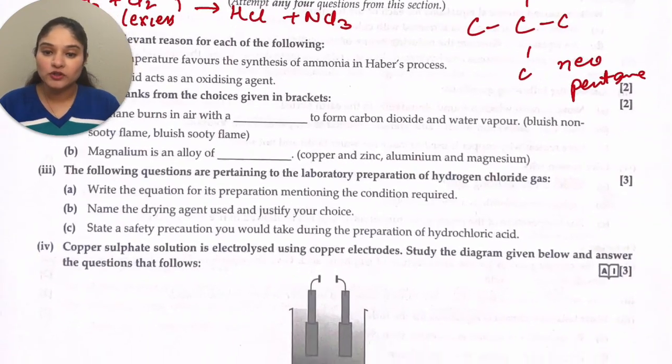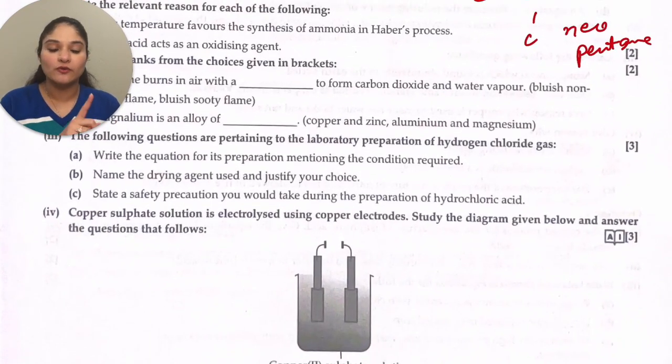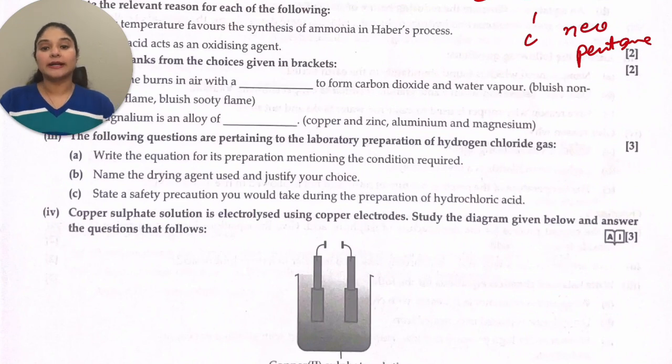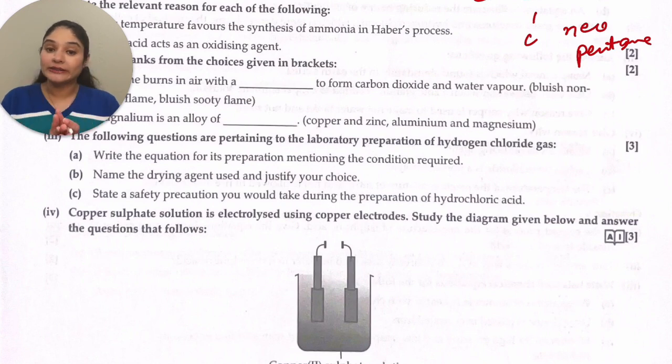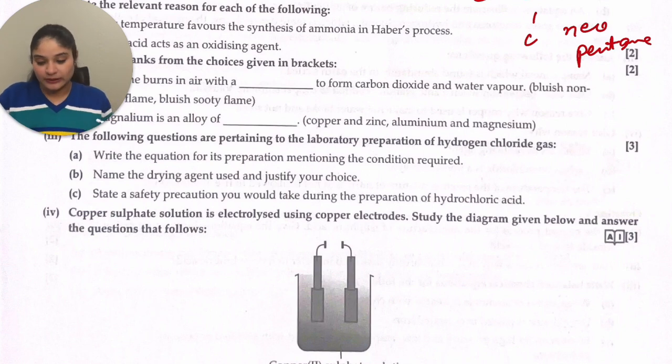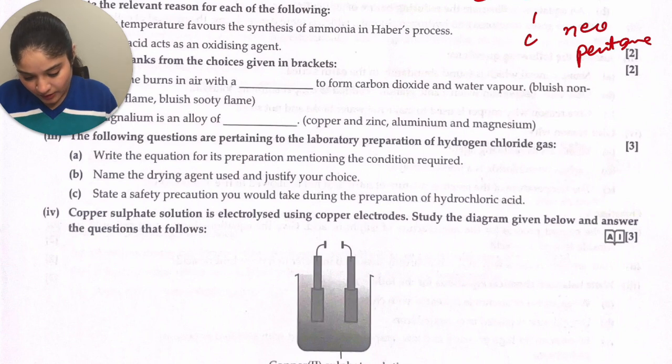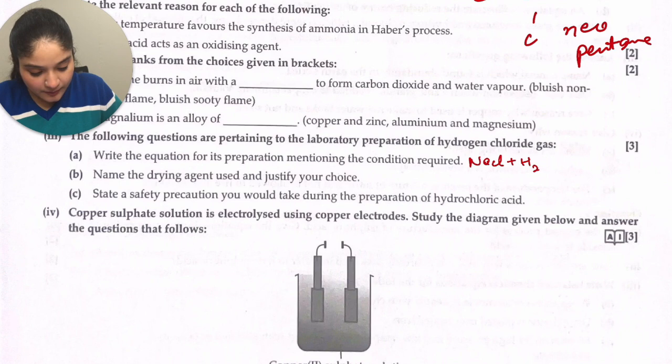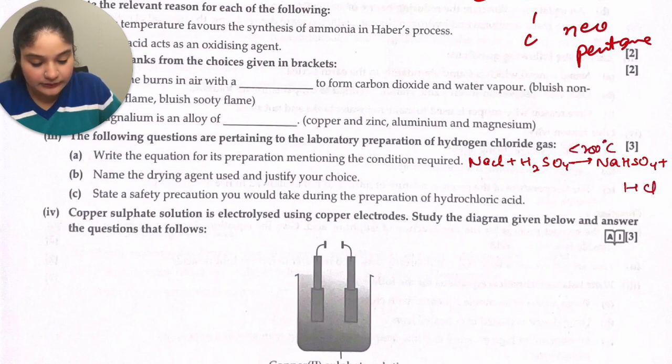The following questions are pertaining to the lab preparation of hydrogen chloride gas. Write the equation for its preparation, mentioning the conditions required. Whether they ask you the condition or not, you are supposed to write the condition when you are writing any equation. So let me quickly write the equation right here. This is NaCl plus H2SO4 gives NaHSO4 plus HCl, and this is below 200 degrees Celsius.